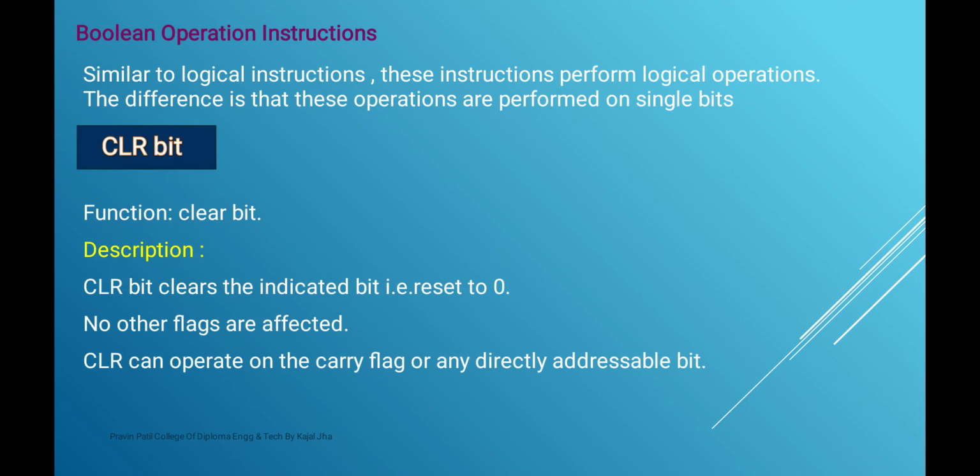Okay, after that, Boolean operation instructions, similar to the logical instructions. These instructions perform logical operations. The difference is that these operations are performed on single bits only. So CLR bit clears the indicated bit, meaning whichever bit is indicated in the instruction, only that bit is cleared. Not a whole register is cleared here. We use the Boolean operation instructions for only single bits, so no other flags are affected, and CLR can operate on the carry flag and any directly addressable bit.